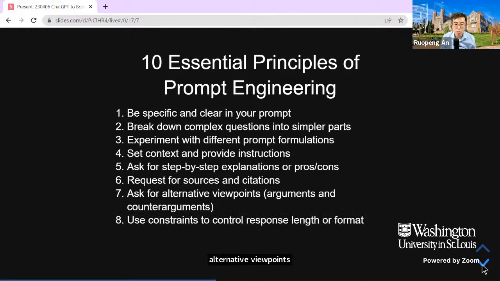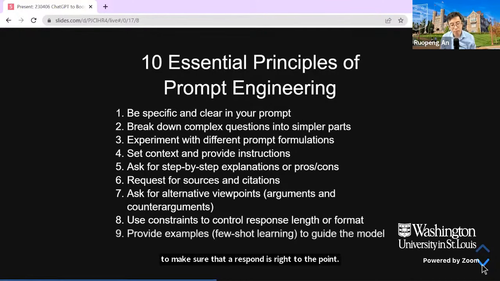Number 8 is to use constraints to control response length or format because ChatGPT wants to chat, right? You are going to very soon realize ChatGPT is a great conversational bot, but sometimes probably talks too much. In this case, you want to somehow control the response to make sure that the response is right to the point and exactly what you need, no less, no more.